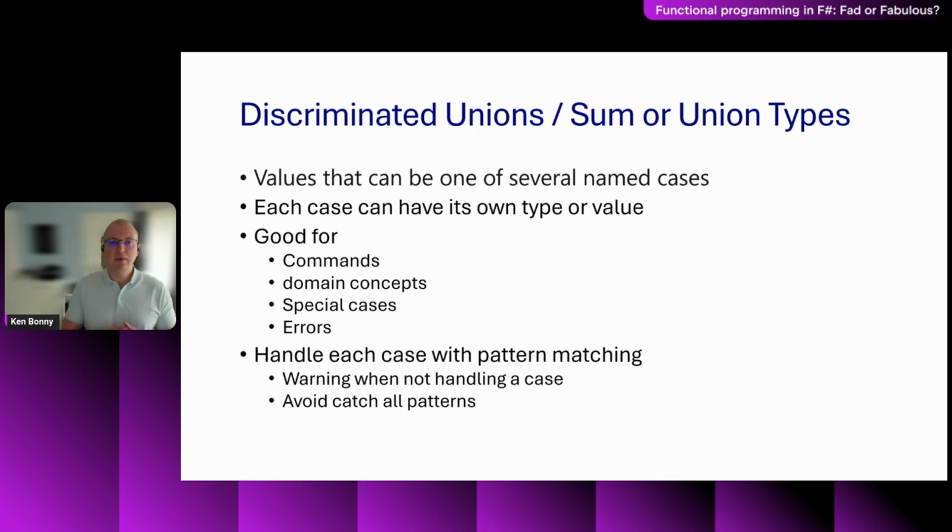Well, they can have a set of values over a set of choices which allow you to limit what you accept or what you return. And every case can have their very own data type. For example, the flight rejection will have a reason, which is just a string, or the flight acceptance will have the flight type as backing type. This is very good for commands, for domain concepts. You can model special cases or errors with them.